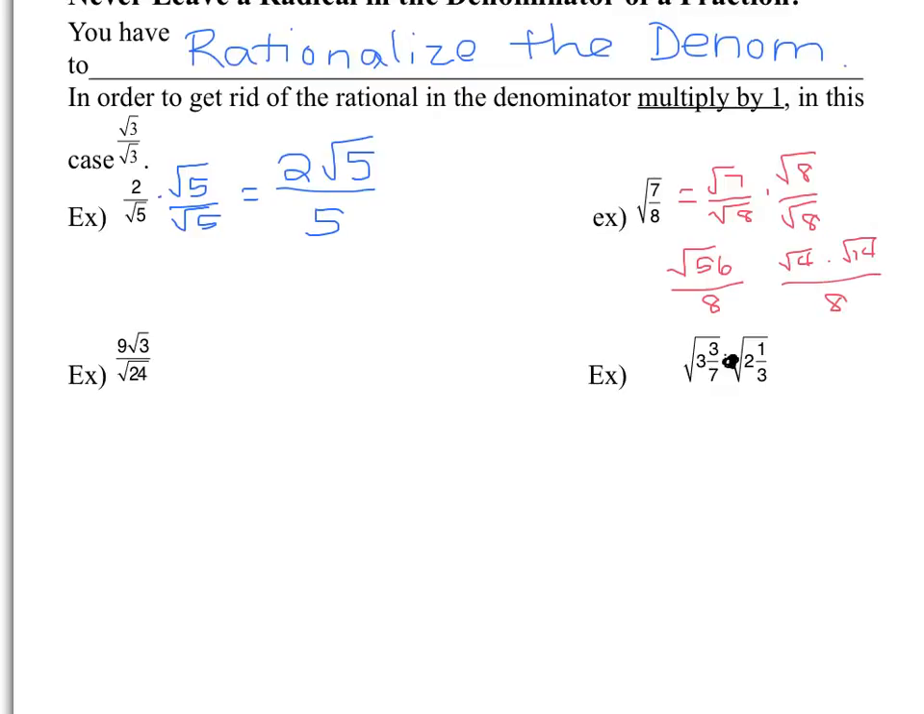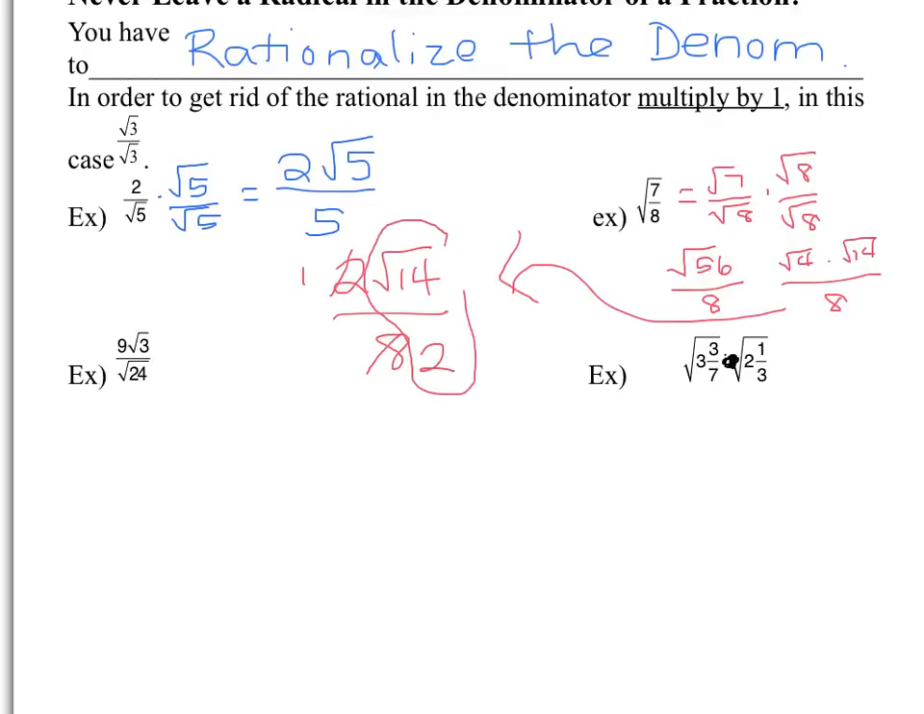Okay, so the square root of 4 is 2, so I have 2 root 14 all over 8. All right, the 2 and the 8 are whole numbers, so I can simplify them like I normally simplify fractions. 2 goes into both of them, so I'm going to divide. And so my final answer would be root 14 over 4.